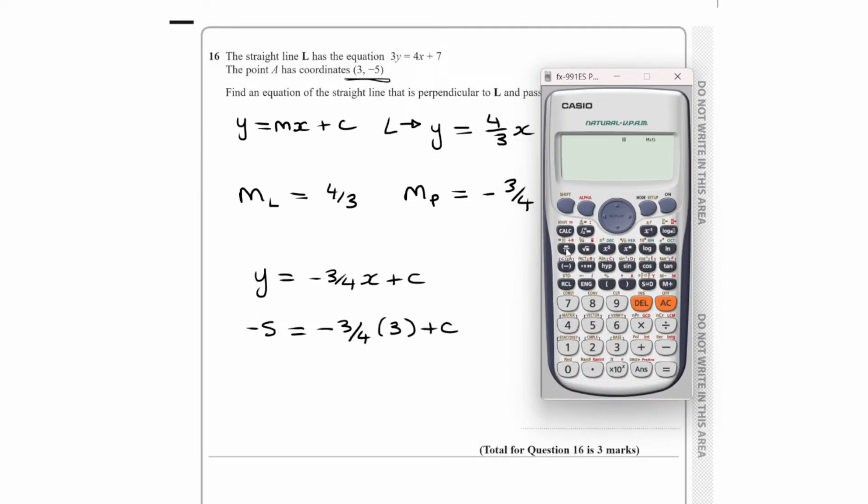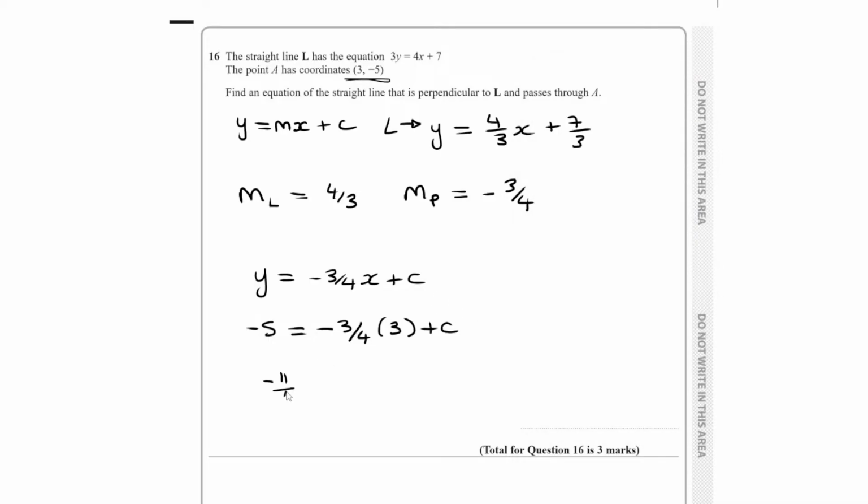So if I multiply that together, 3/4 times 3 is just 9/4. Now, because it's negative, I'm going to add it, aren't I? So that's why I've got it positive in my calculator. So minus 5 plus 9/4 gives you, I'm just going to leave it as a fraction. You can write it as a decimal if you want, but I just prefer fractions. So that's negative 11/4 for our y-intercept. And then all I need to do is just write it all together. So y is minus 3/4 x minus 11/4.